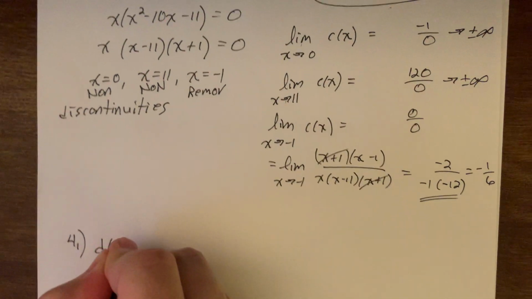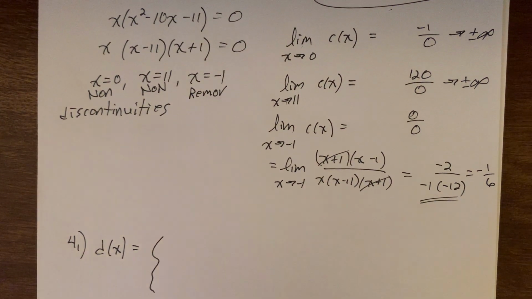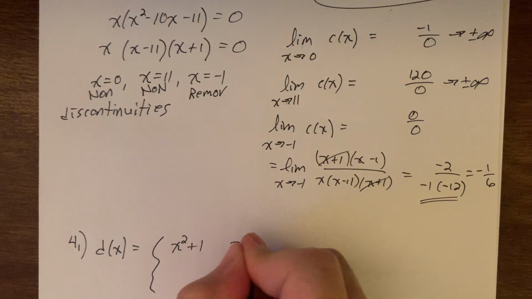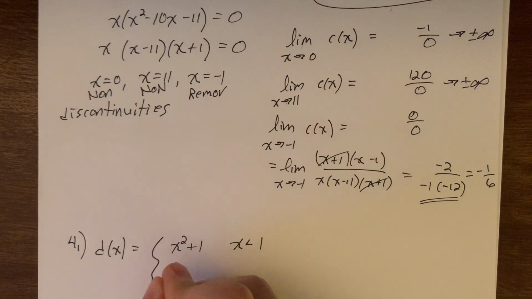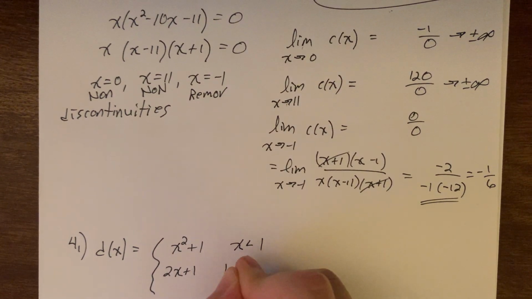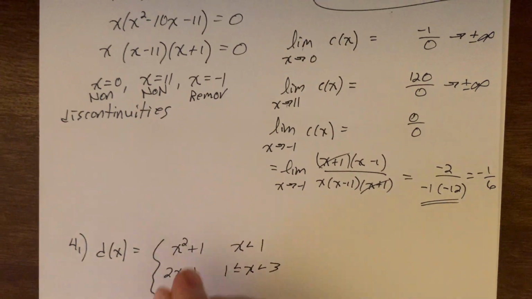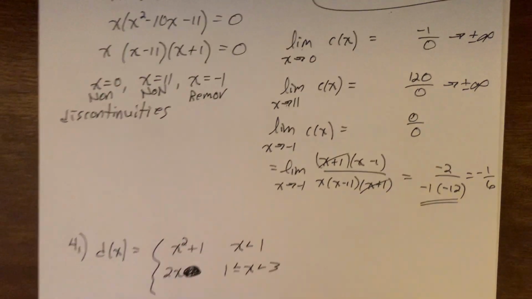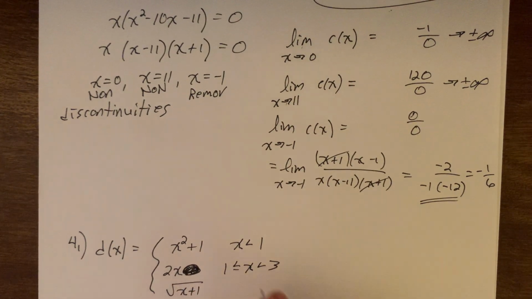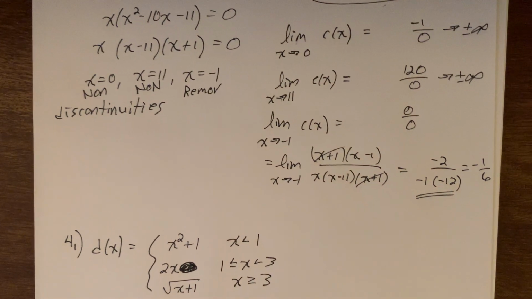So now we'll have function d of x, and we'll do this first one with a 3-piece piecewise function: x squared plus 1 when x is less than 1, 2x when 1 is less than or equal to x is less than 3. Oops, I'm sorry, just 2x. That's all I want. And then the square root of x plus 1 when x is greater than or equal to 3.